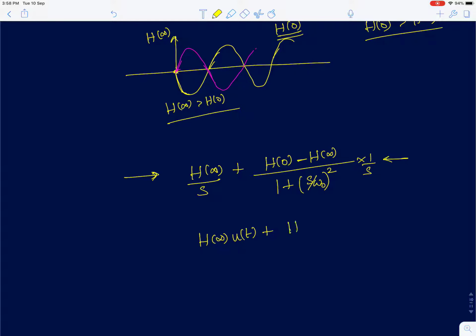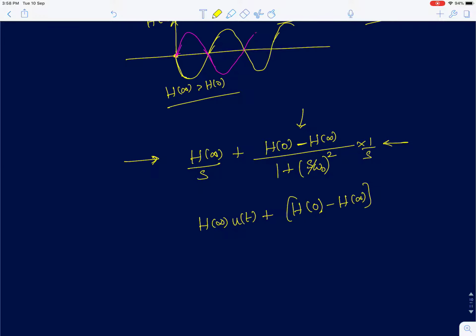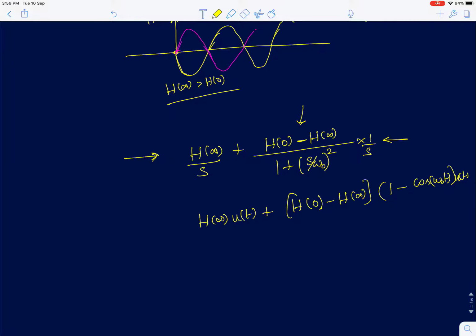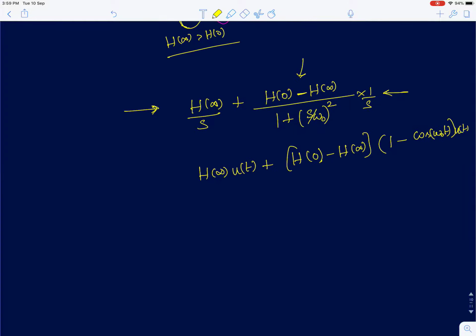Okay, so if I feed a step input with the gain of the low pass transfer function, you should actually get h of 0 minus h infinity. We have already shown this result. If I feed a step input to a low pass system, we'll actually get 1 minus cos omega naught t into u of t. Again, you can verify the result if you go a few moments back and see this result.